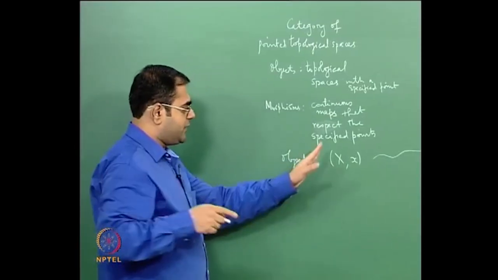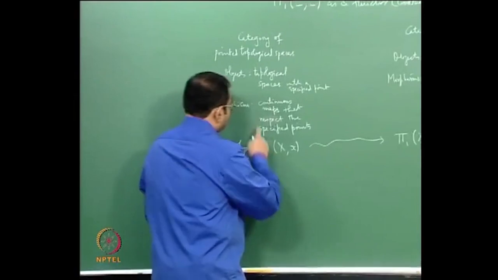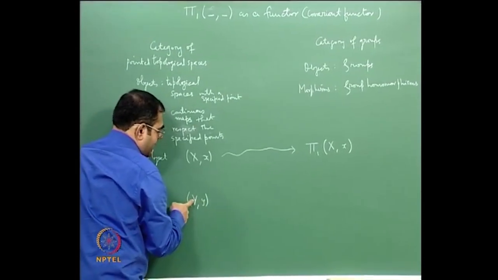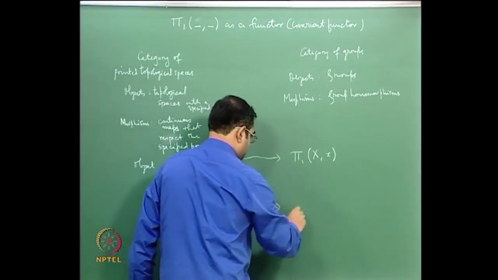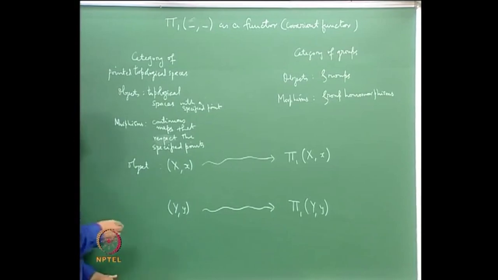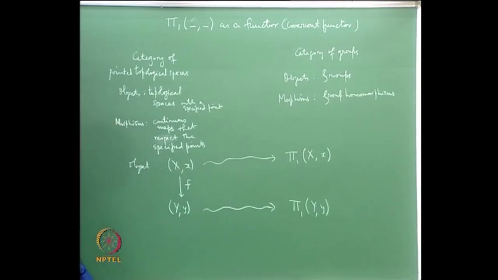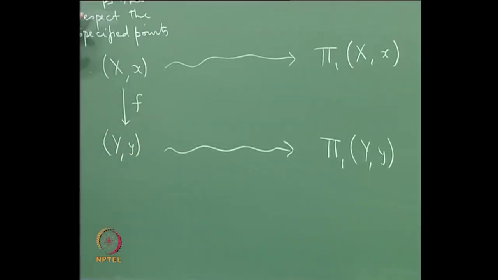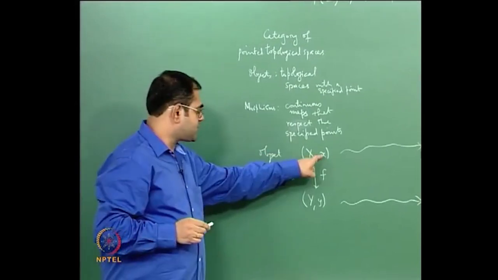So it takes objects to objects and it has to take maps to maps. What is a map in this category? I take another pointed topological space, namely a topological space capital Y and a point small y in it, and of course I will get the first fundamental group of that topological space based at that given point. If I take a continuous map F, then this map is going to take small x to small y, because the morphisms are only maps which respect the specified points. So it has to map small x to small y.